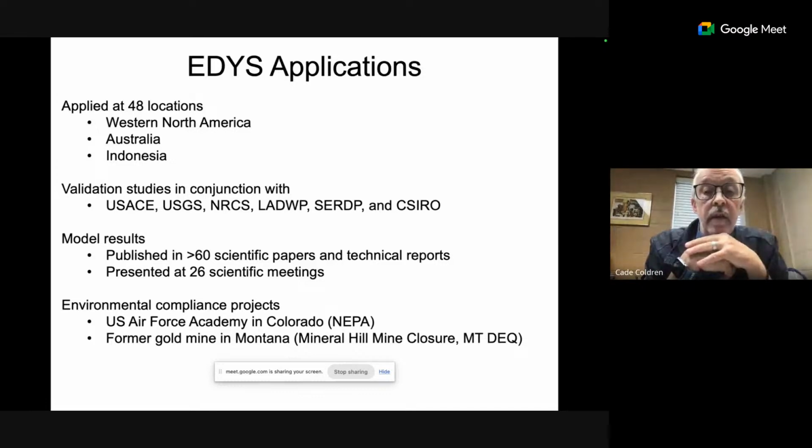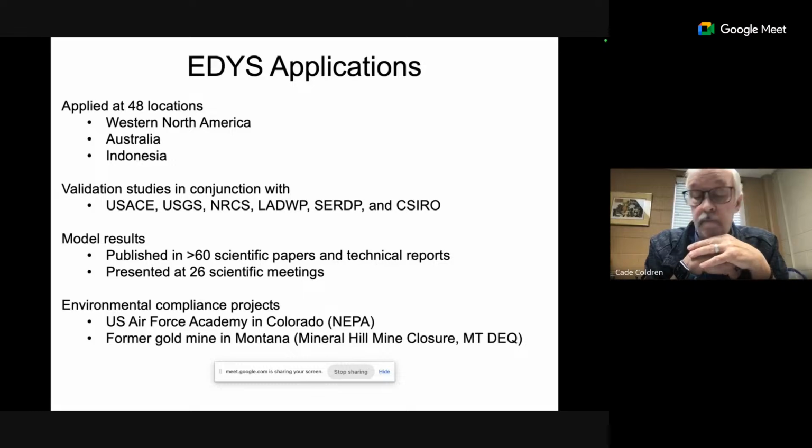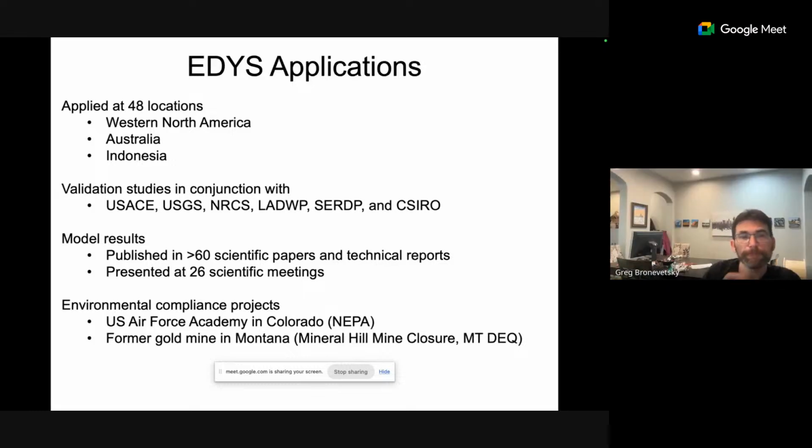Think of EDYS as for native ecosystems. I mean, we can do crops, but our strength is the natives. Okay, that makes sense. Incorporating hydrology and, like you're saying, saltwater marshes, that kind of stuff. Yes. Got it. Thank you. Sure.